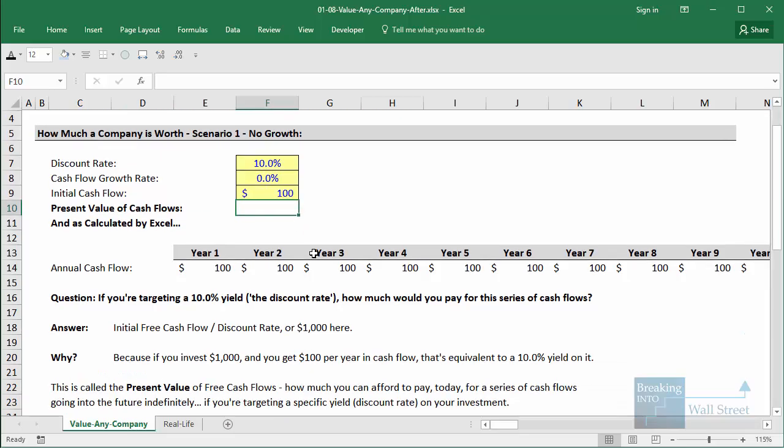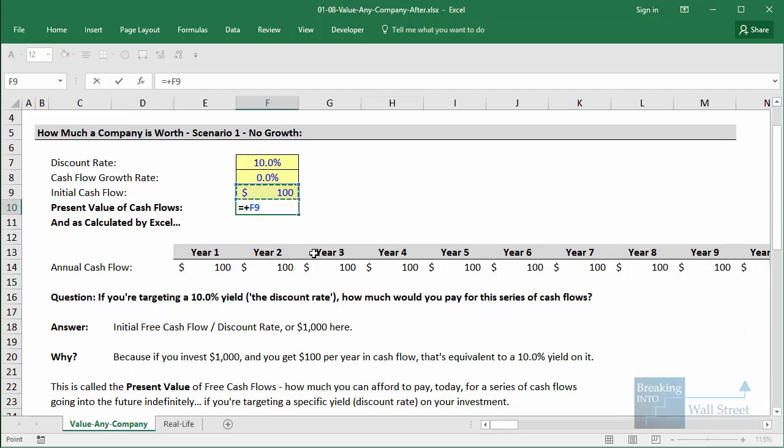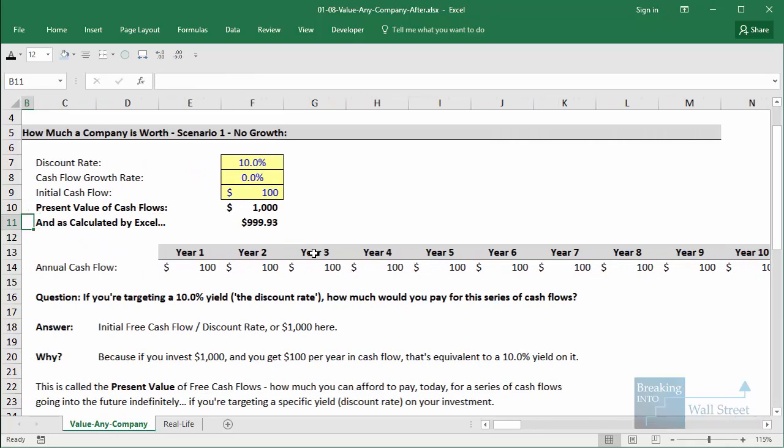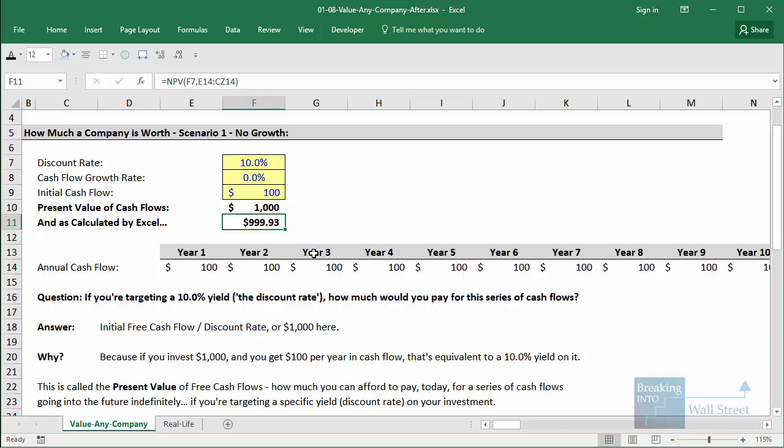And so in this very simple scenario, it's just that initial cash flow divided by our discount rate, and that's how much we'd pay. Now, if you calculate this in Excel, just to compare and contrast, if we use the NPV function, 10% for the discount rate, and then we have all these annual cash flows, you can see it's almost the same. It's not quite the same because we don't go past year 100, but it is very, very similar. And the intuition is just that 100 divided by that 1,000 gives you that 10% yield that you were targeting from the start.